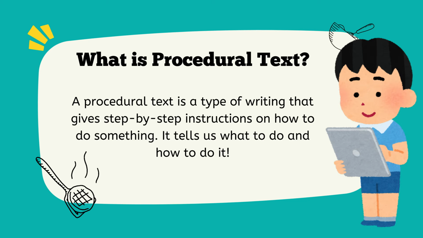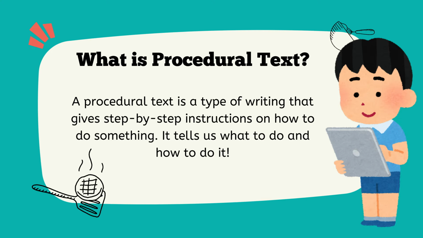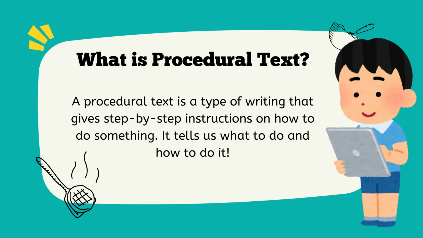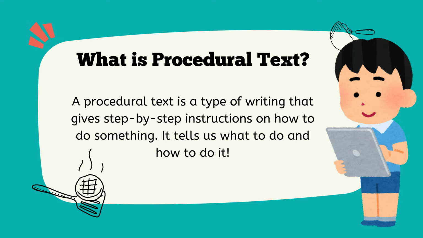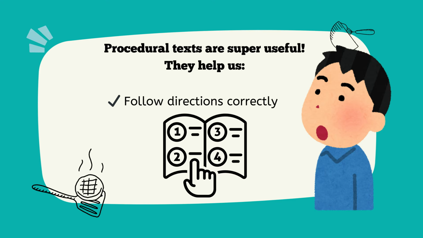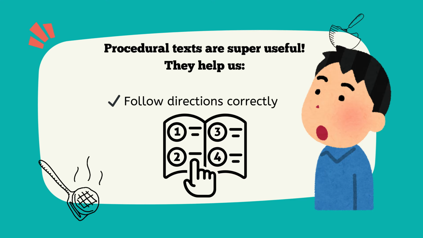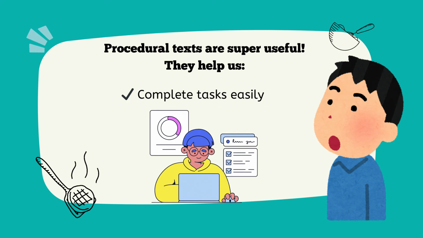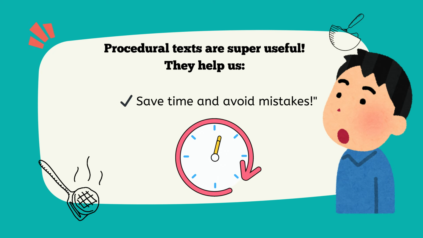A procedural text is a type of writing that gives step-by-step instructions on how to do something. It tells us what to do and how to do it. Think of it like a map that helps you complete a task in the right order. Why is procedural text important? Procedural texts are super useful. They help us follow directions correctly, complete tasks easily, save time and avoid mistakes.